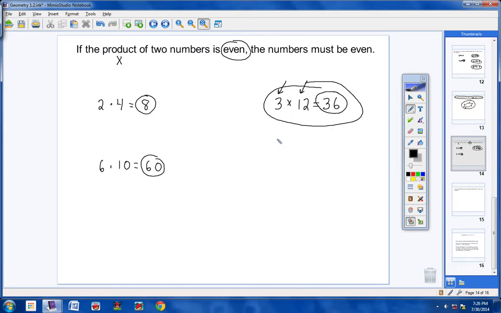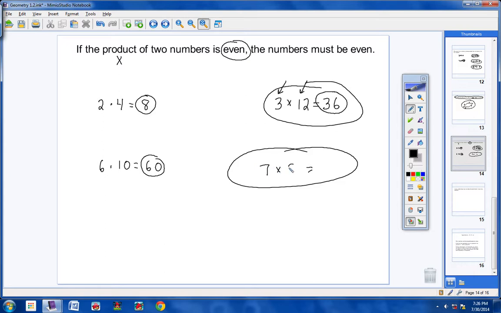Okay, so this would be a counterexample. Can you pause for a second and on your own go ahead and write another counterexample in which you have two numbers multiplied together that give you out an even number over here, but the two numbers that you multiply together are not even numbers? I'm going to wait about 10 seconds. I want you to try to think of one on your own. Okay, here's one you might have used.